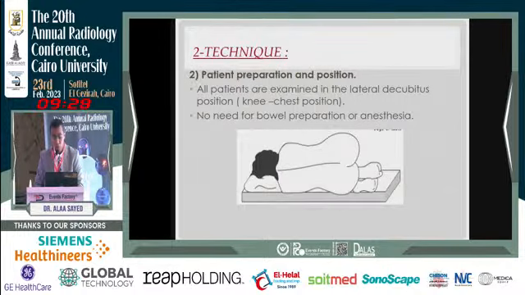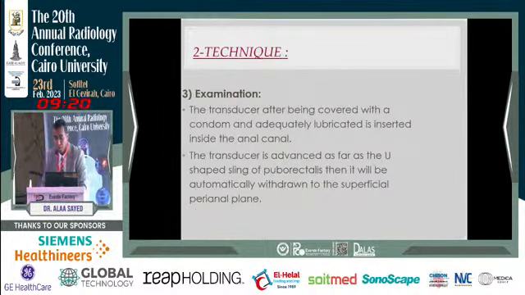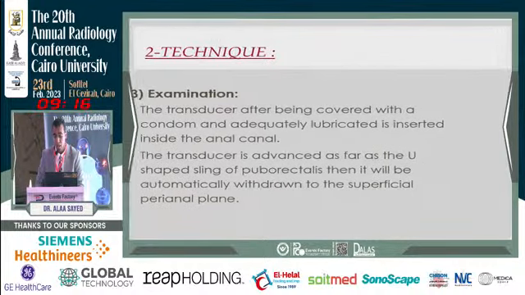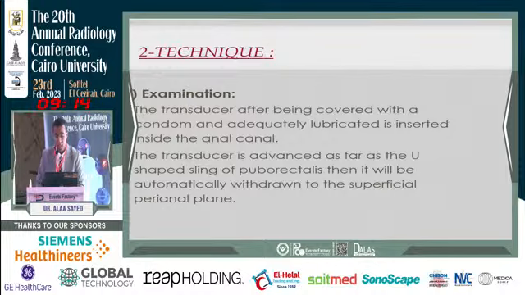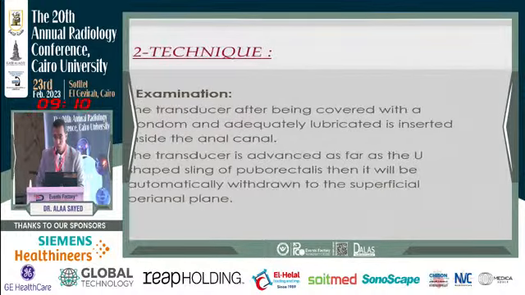Patient preparation and position. All patients are examined in lateral decubitus knee chest position with no need for bowel preparation or anesthesia. The probe, after being covered with condom and adequately lubricated, is inserted inside the anal canal. It should be advanced as far as the U-shaped sling of the puborectalis. Then it will be automatically withdrawn to a superficial perianal plane.